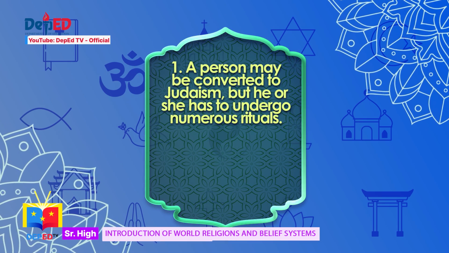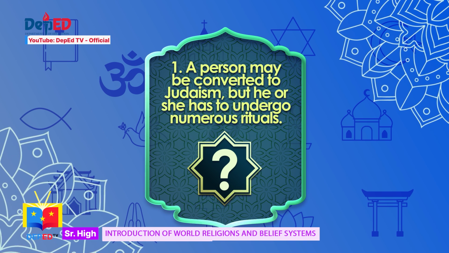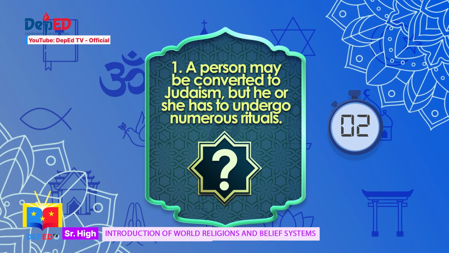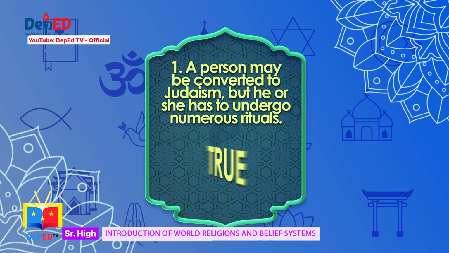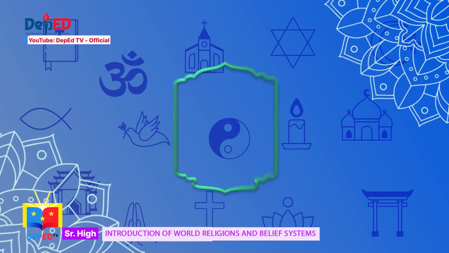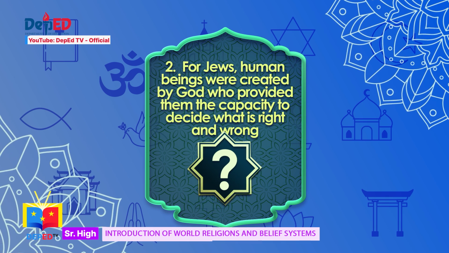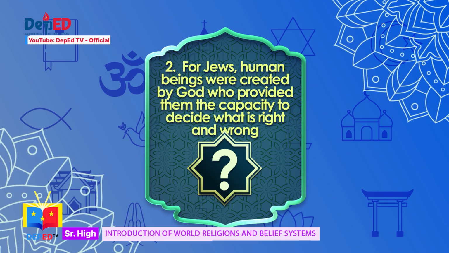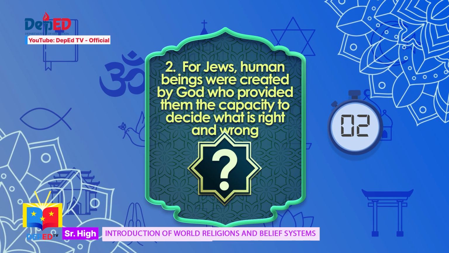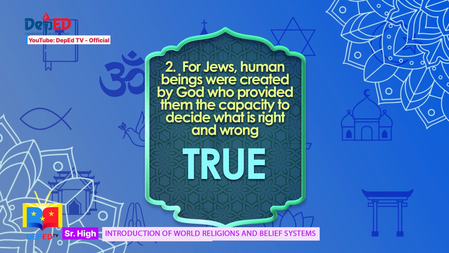True or false, a person may be converted to Judaism, but he or she has to undergo numerous rituals. If your answer is true, you are correct. Great! Number 2. True or false, for Jews, human beings were created by God, who provided them the capacity to decide what is right and wrong. If your answer is true, you are correct.